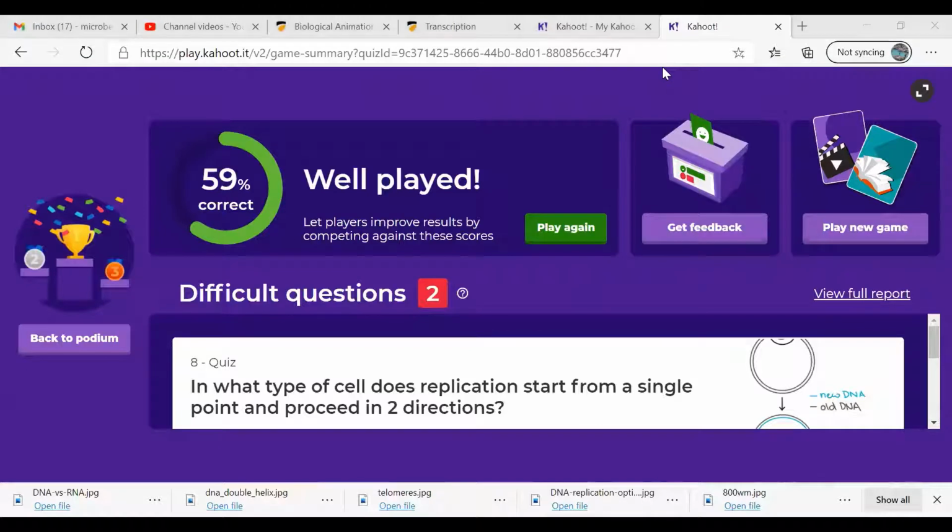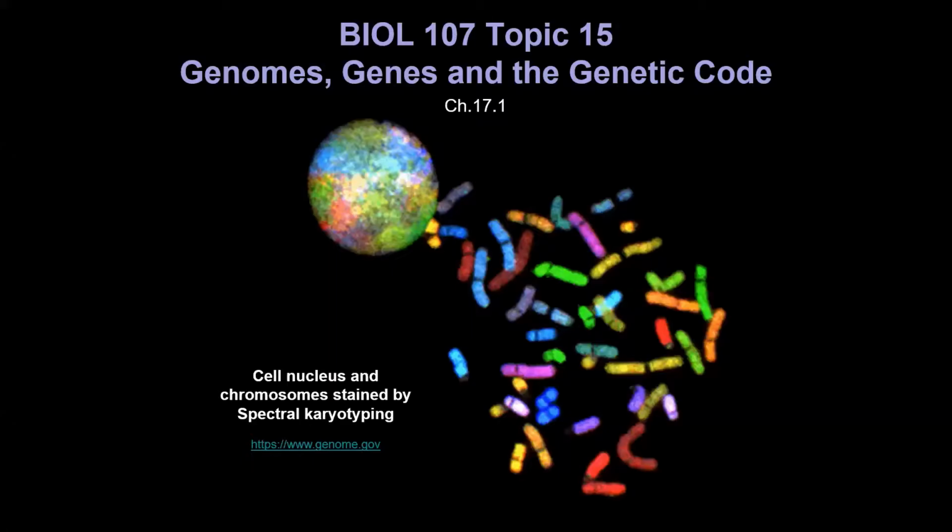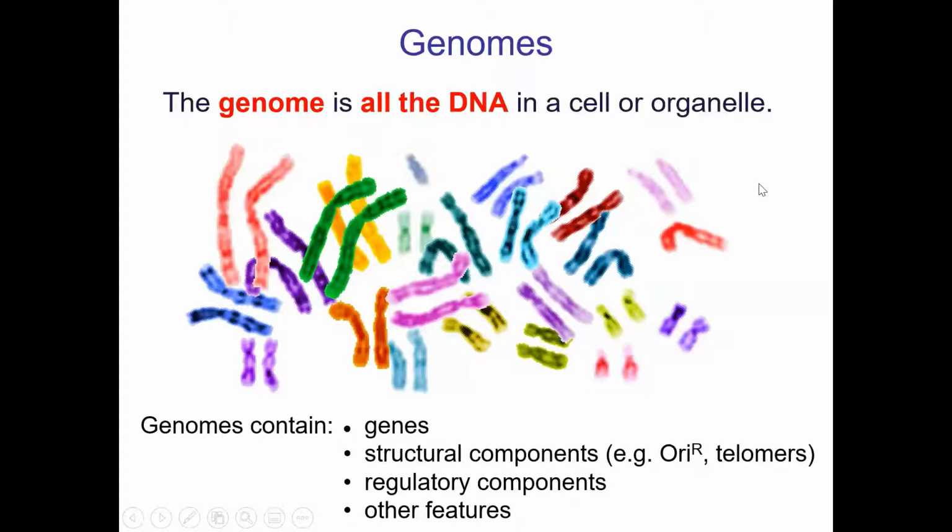All right, let us go back to our PowerPoint, and today we're going to talk about genomes, genes, the genetic code. So this is a bit of a hodgepodge kind of topic. We're going to talk about a whole bunch of things that are going to be important for the next couple of units. So genes and genetic code and how to use that. And I have one problem at the very end to show us something that you're going to see on the final exam. Okay, so first let's talk about what is a genome.